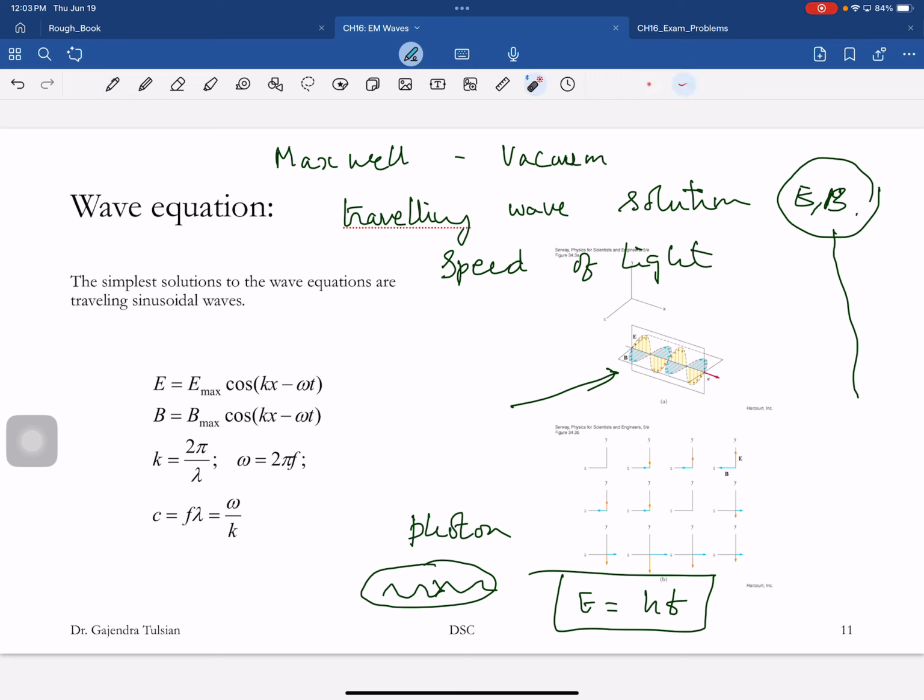All right. The plane in which the electric field oscillates, so this is the plane in which the electric field is oscillating. That is called the plane of polarization.